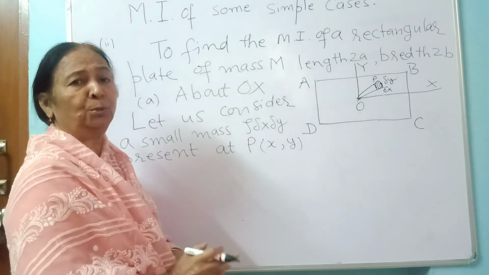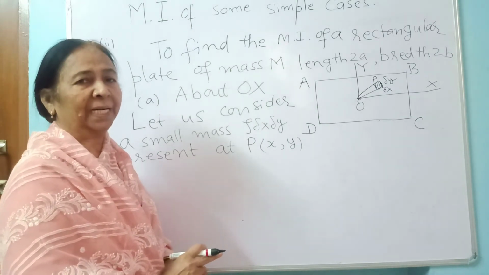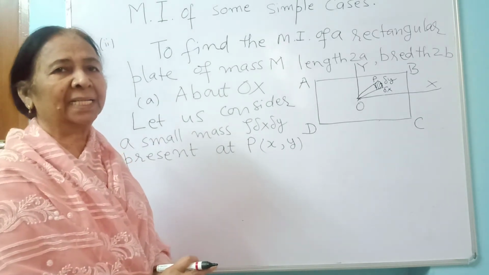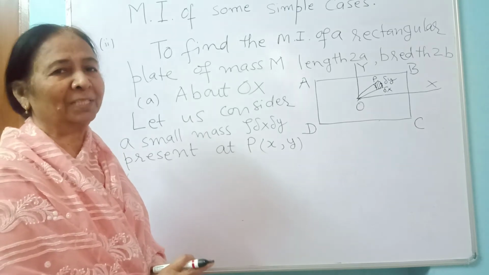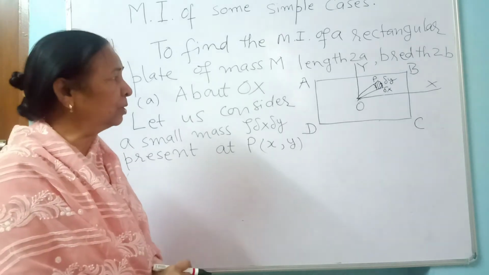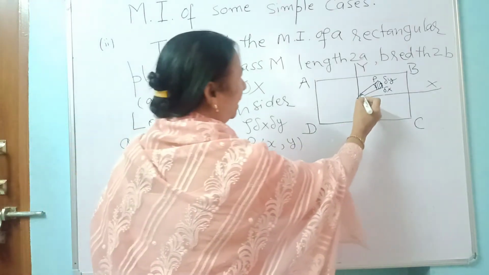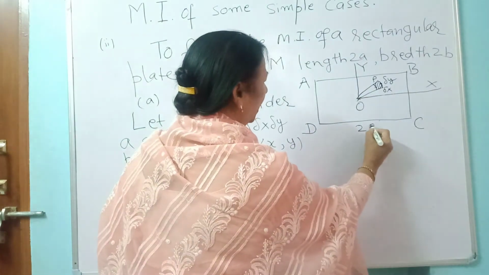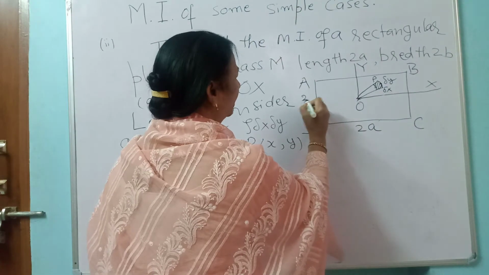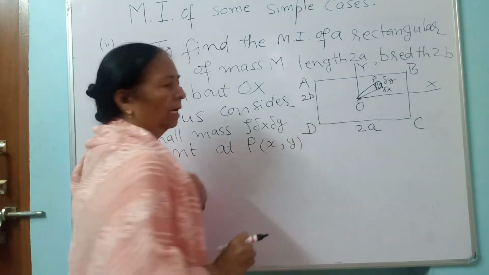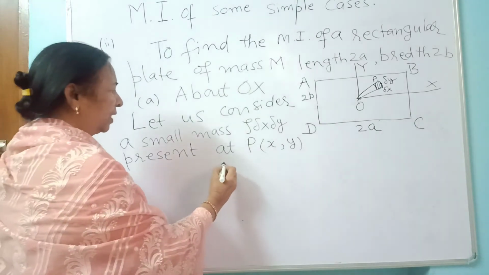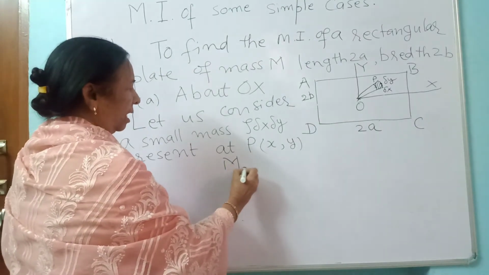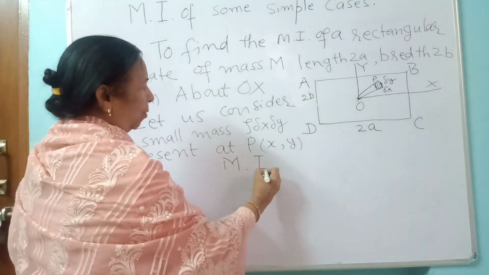Again we are going to do the same thing, but here you will get a double integral, isn't it? Because x is varying, y is also varying. This length is given as 2a, this length is given as 2b. Okay, so the moment of inertia, what will it be?